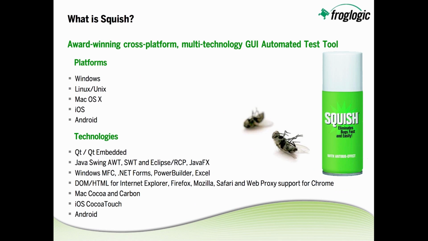So Squish is an award-winning cross-platform multi-technology GUI automated testing tool. What does that mean? Well, Squish works across different operating systems or platforms, whether you're on mobile devices, Windows, Linux, or Mac. And then we support a number of different technologies across each of those platforms, which we call our editions. So today we'll be focusing on Qt, but you can see many others are also available.